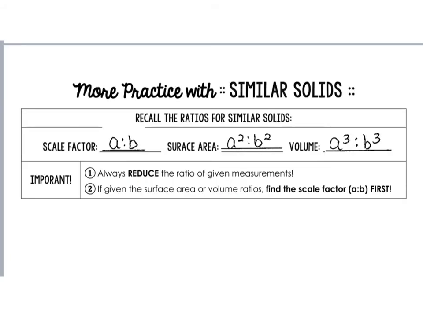Alrighty. So we're going to do a recall. Scale factor is A to B. Surface area is A squared to B squared. Volume is A to the third power, B to the third power. Always, always, always simplify your ratio. You can go to your calculator and put it in, do math and enter. If given the surface area or the volume, always go back to your home base, which is the scale factor.